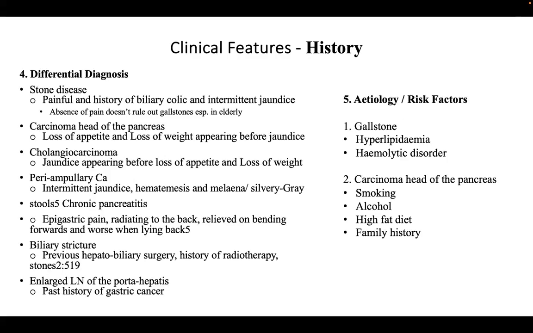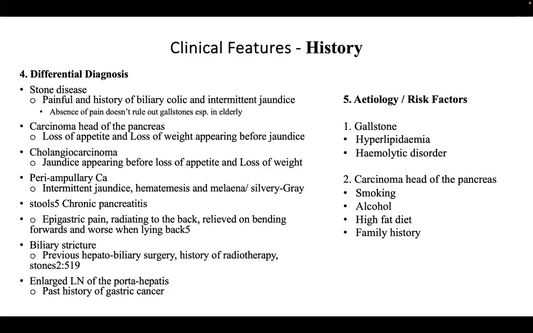Then finally, you need to come to a differential diagnosis. So you need to figure out what is causing the obstructive jaundice. Here in the differential diagnosis, you have stone disease. One thing here is you need to ask about pain and history of biliary colic with intermittent jaundice. Again, like I said earlier, absence of pain doesn't rule out gallstones, especially in the elderly. So you need to ask them if they have any history of biliary colic, whether the jaundice is intermittent, and if there is pain.